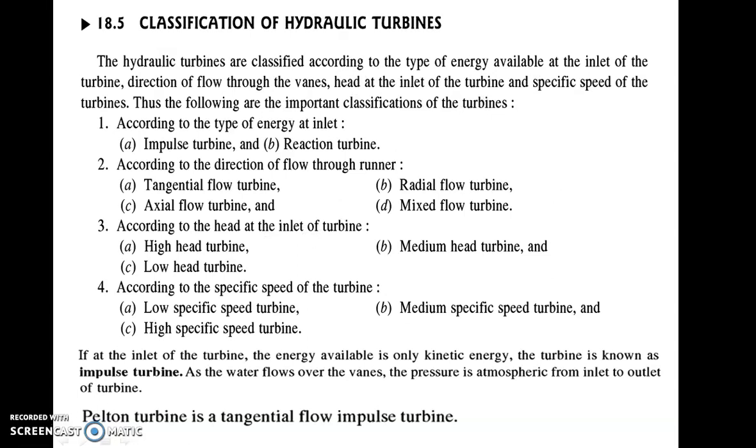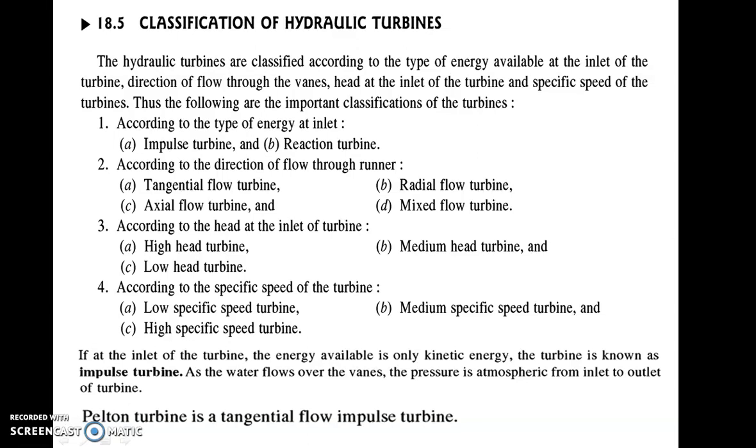Classification of hydraulic turbines. The hydraulic turbines are classified according to the type of energy available at the inlet of the turbine, direction of flow through the vanes, head at the inlet of the turbine, and specific speed of the turbine. So there are many terms involved in the classification. Let us see in short how the classification is done. The first classification is according to the type of energy at inlet: impulse turbine or reaction turbine, which we are going to see in detail further.